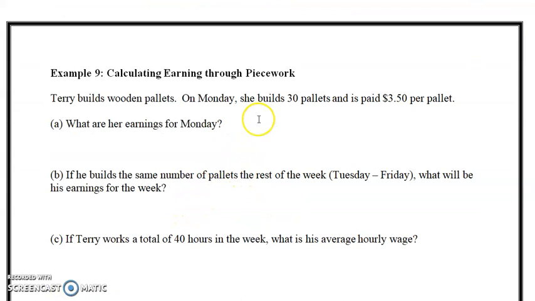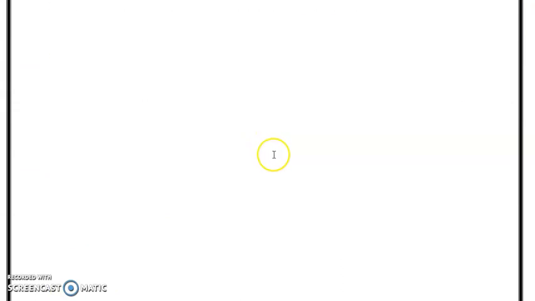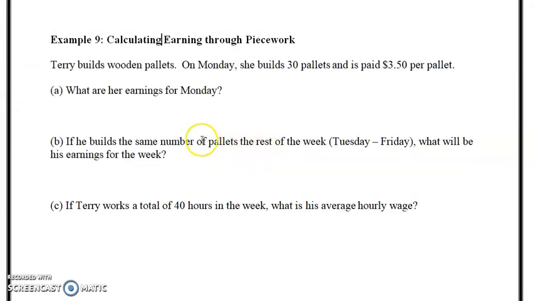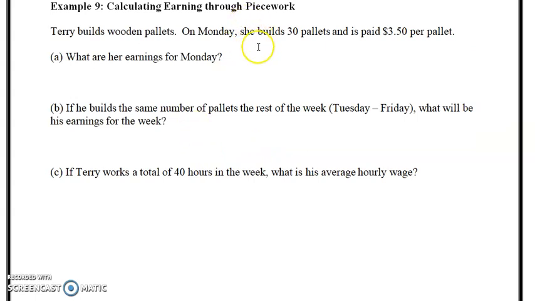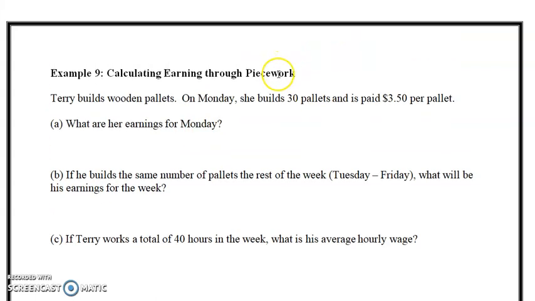Number 9, calculating earning through piecework. This is the last question that we will do. Terry builds wood pallets. On Monday, she builds 30 pallets and is paid $3.50 a pallet. What are her earnings from Monday?